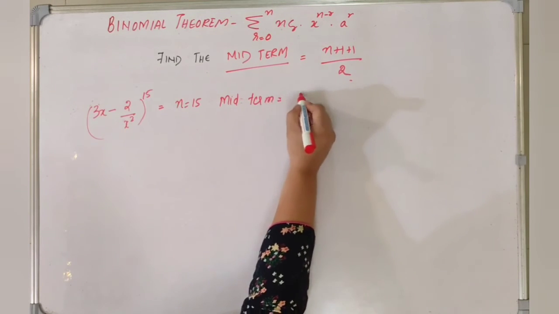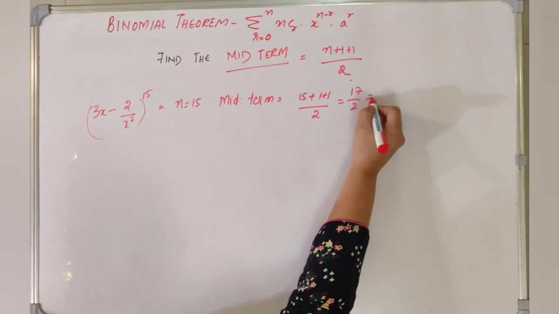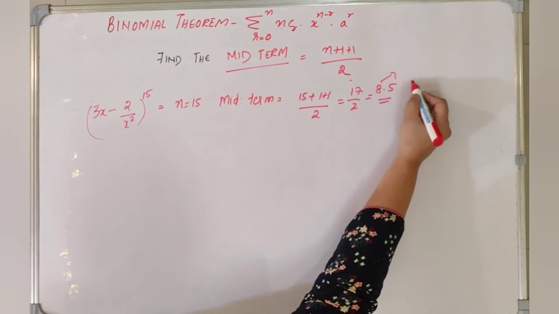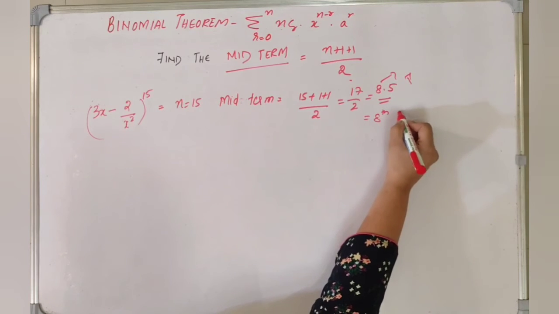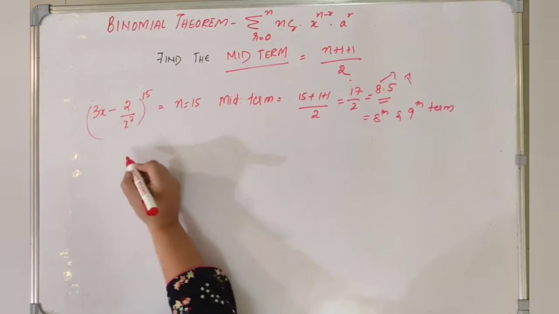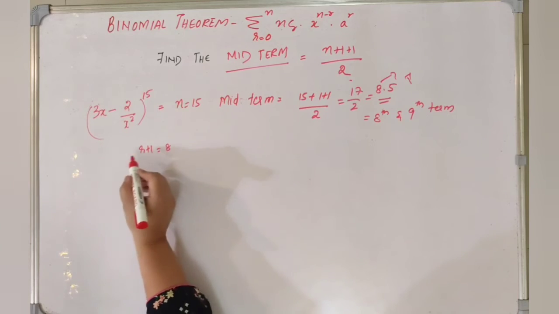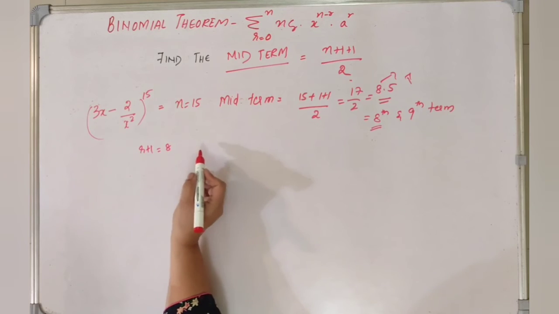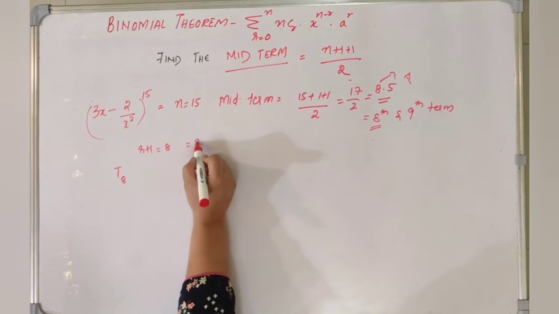The middle term would be (15 + 1 + 1) / 2, which is 17 / 2, which is 8.5, which means the middle term is between the 8th term and the 9th term. So we'll get two middle terms here, the 8th and 9th terms. We'll have to find both. So r + 1 is 8 in the first case, so r is equal to 7.